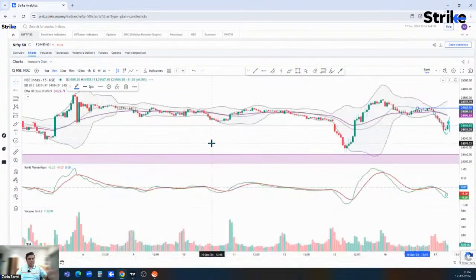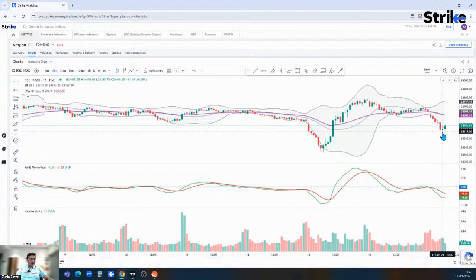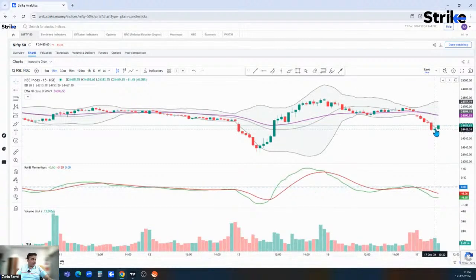Let me go to a higher time frame chart. Here we have a kind of hammer below the lower band, and there is something called mean reversion. Mean reversion means that from the lower band, prices tend to reach the median line, the 20 SMA, which is somewhere around 24,600 levels. So we can see a little upside, provided the momentum indicator turns bullish over here.